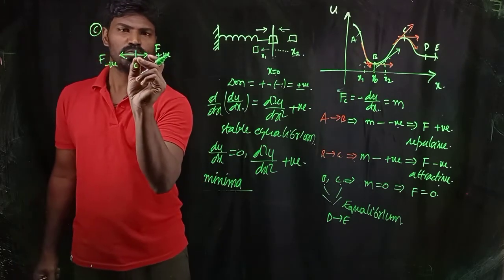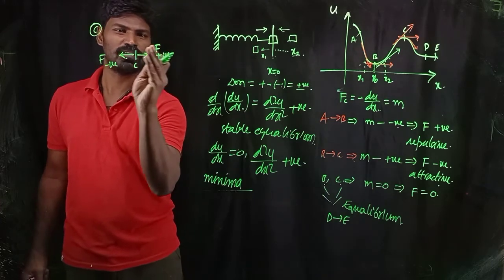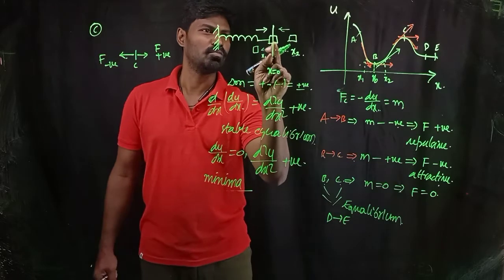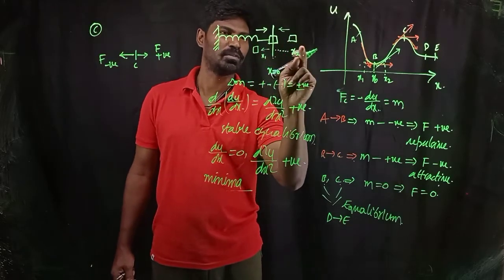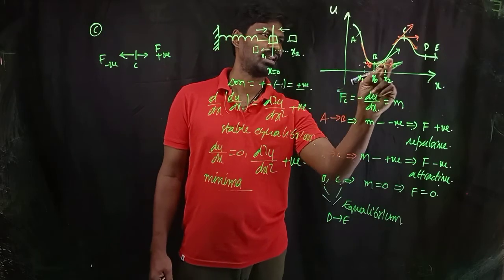So as you move away from C to the right direction, the force is positive, which means the body will not come back. Here, when you move to the right from the equilibrium position, the force acting on it is to the right direction.